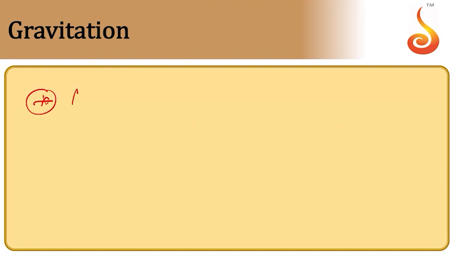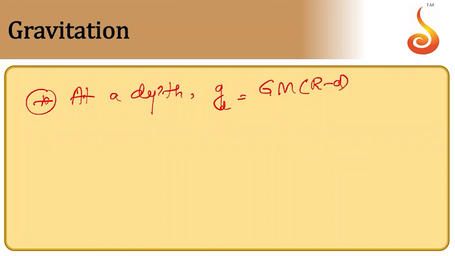At a depth d, the acceleration due to gravity is given by GM into R minus d divided by R cube, or this is given by g into 1 minus d divided by R. And remember, it is also affected by the rotation of the earth.